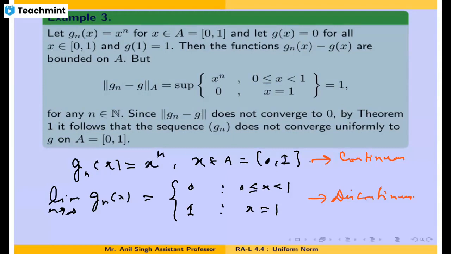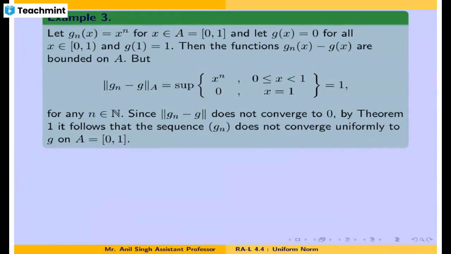So let us try to find this uniform norm of gn minus g. By definition, it has to be the supremum of x to power n, with x between 0 and 1.